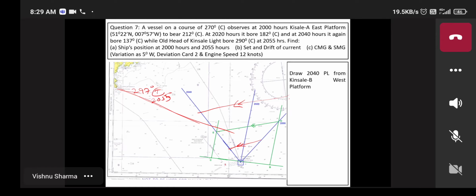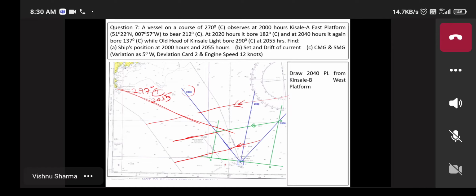you extend your CMG line. If your CMG was this, you extend this. If the CMG was here, you extend this. Is that clear, beta? Wherever you got the CMG line, you won't draw three CMGs, you'll only draw one CMG. Wherever your CMG line lies, you extend it further.